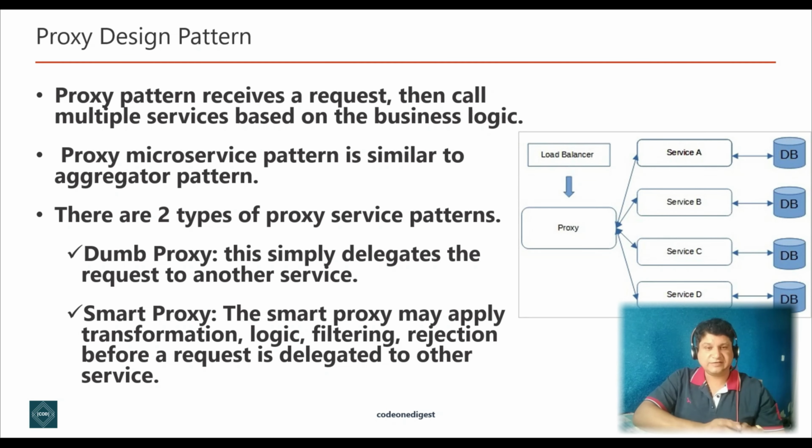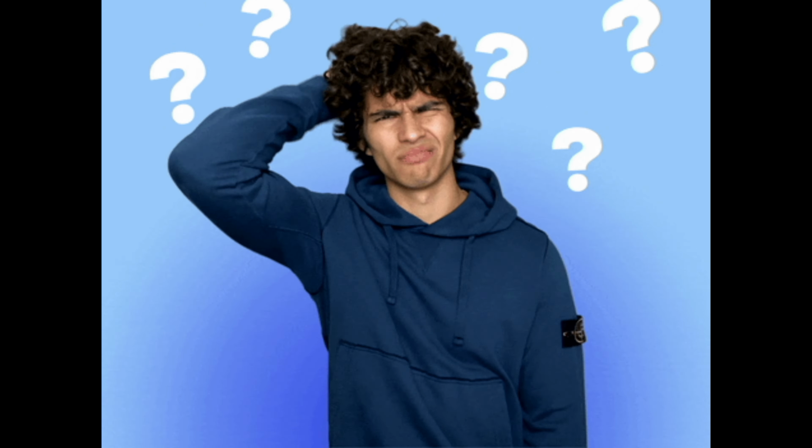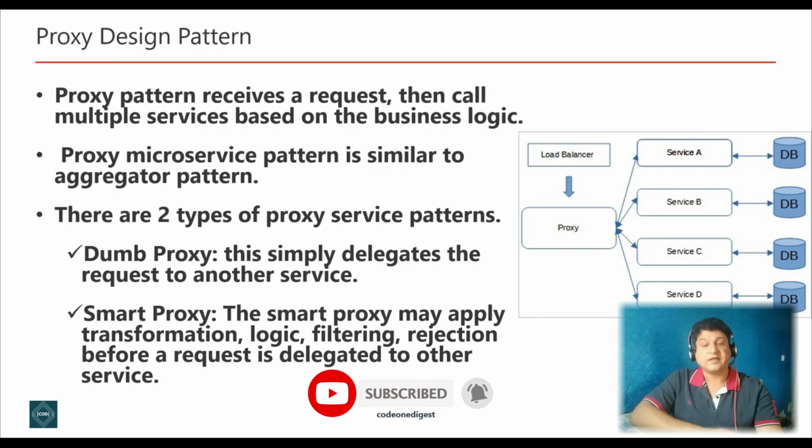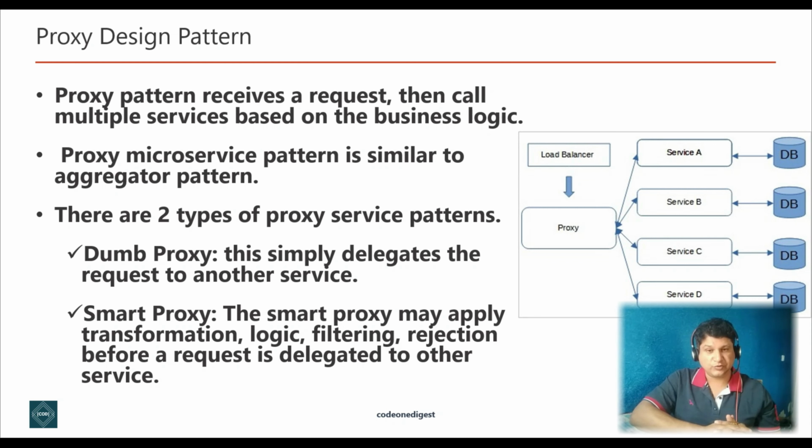Okay friends, so now let's start with the proxy design pattern. Let's understand what is proxy design pattern. Remember, this is the third design pattern in the integration design pattern category for microservices. Proxy design pattern is a variation of the aggregator model. In this model, we will use a proxy module instead of an aggregation module. Proxy services may call different services individually. In proxy pattern, we can build one level of extra security by providing a dumb proxy layer.